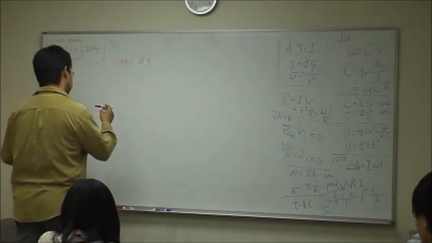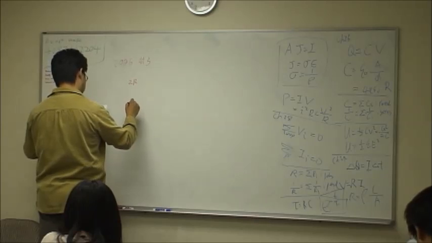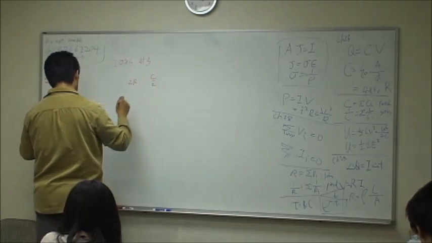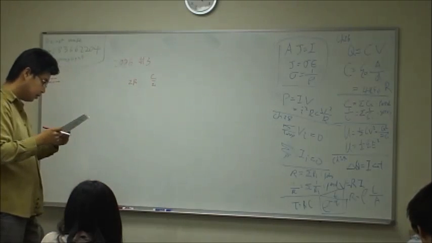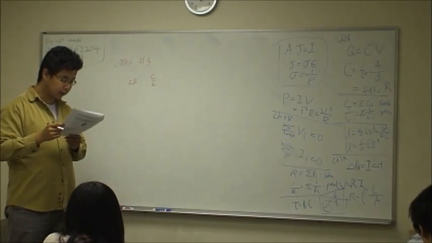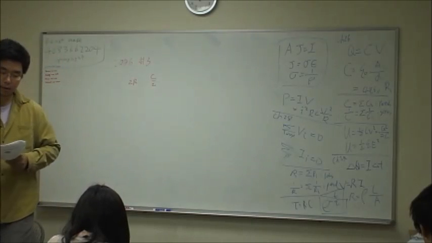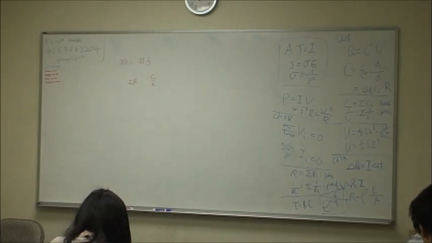Resistance is doubled, and the capacitor is half. And think about the graph. What does it look like? Between A, B, and C, which one do you think?